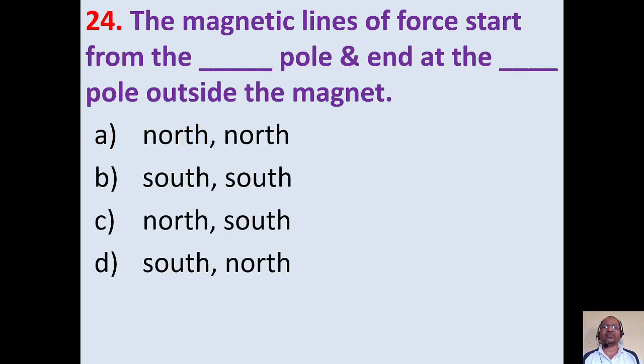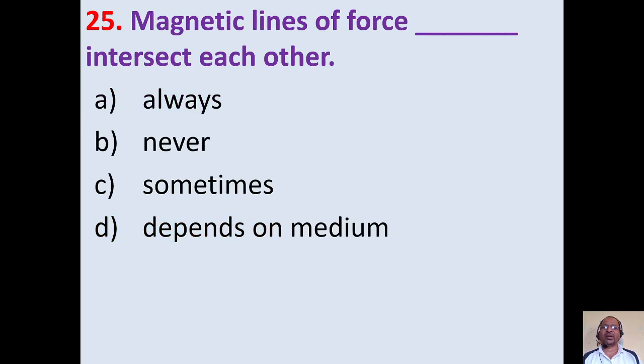The magnetic lines of force start from dash dash pole and end at dash dash pole outside the magnet. So they start from north pole and end at south pole outside the magnet. So the option will be north south. Magnetic lines of force dash dash intersect each other. We have seen that to find the direction of magnetic field at any point, we draw a tangent to the magnetic lines of force at that point, and it has different directions at different points, and that's why magnetic lines of force never intersect each other.